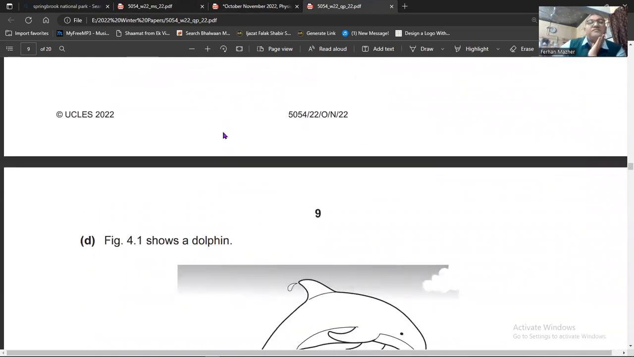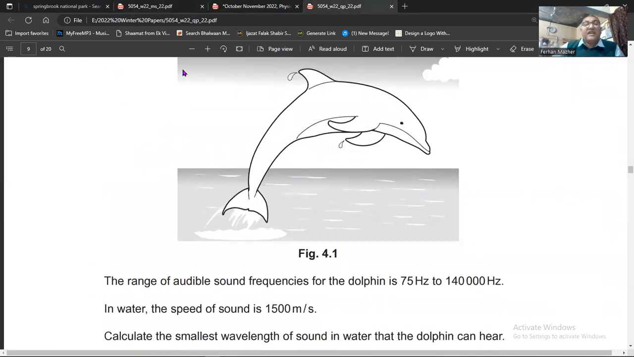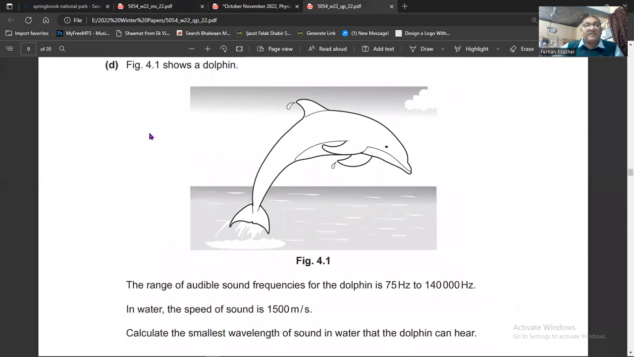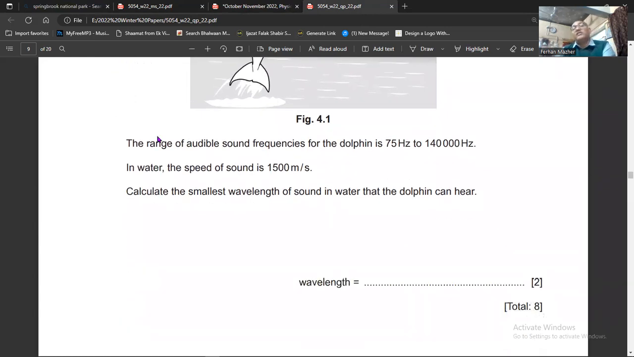Okay, so question number 4d part. Figure 4.1 shows a dolphin, and the question is, the range of audible sound frequencies for the dolphin is 75 hertz to 140,000 hertz in water. The speed of the sound is 1500 meters per second. Calculate the smallest wavelength of the sound in the water that the dolphin can hear.